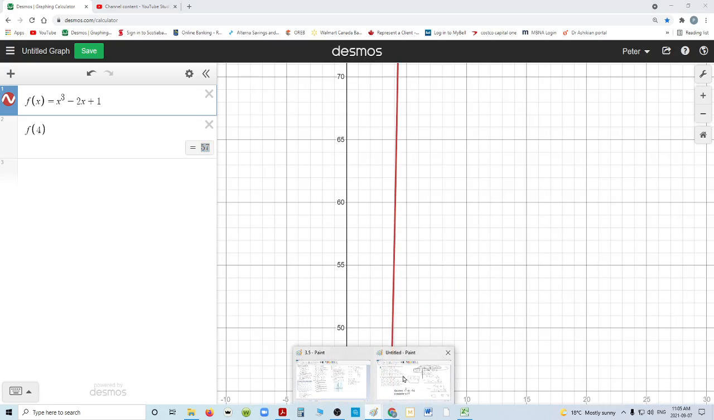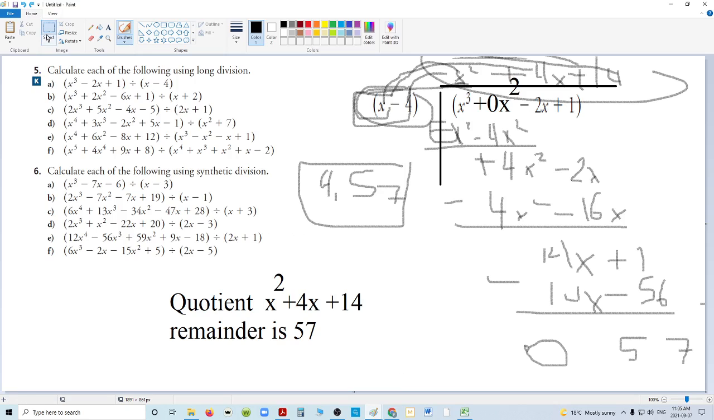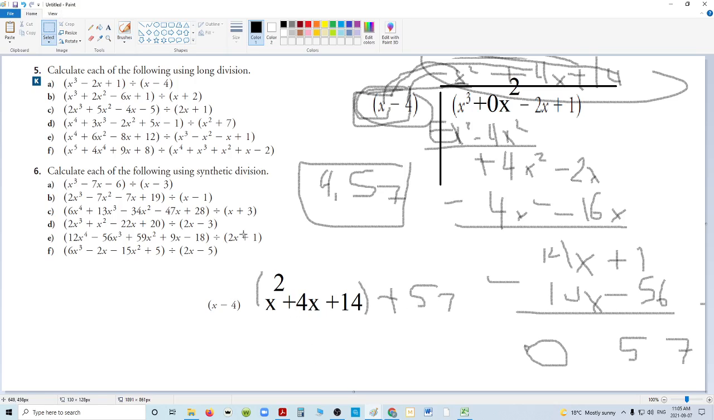Now, this is how you write it as a quotient, but if you're going to write it as a factor, or factored form, you'd write it like this. You'd bring back your original divisor. You'd put it in front of your quotient, and you'd add your remainder at the end like this. And you get rid of this 57 down here. So this is the correct factored form.